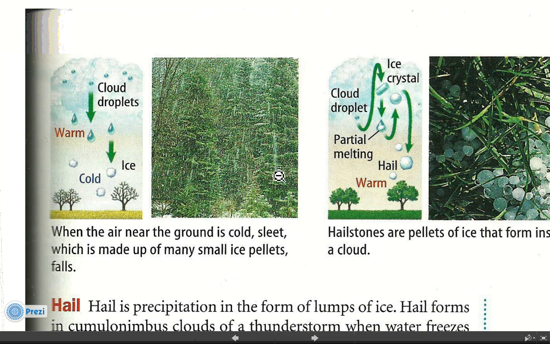Here's our picture of hail and how it works. Okay? Well, no, this is sleet. When the air near the ground is cold, sleet, which is made of tiny, small ice pellets, falls. Okay, so it's rain, rain, rain, rain, and then a cold layer makes sleet. This is what we get a lot.